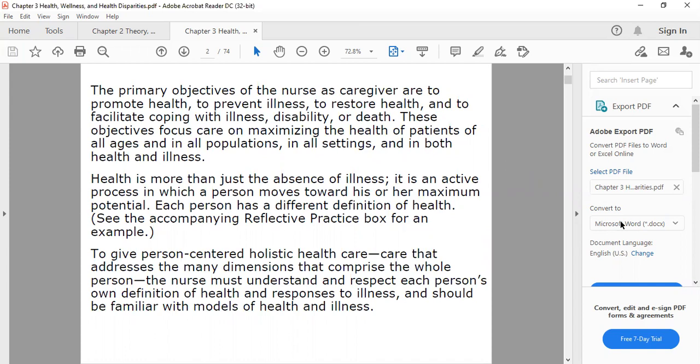The person-centered holistic healthcare addresses a lot of dimensions in that area. The nurse has to understand and respect each person's definition of health and their response to illness. Okay, and you should be familiar with the different models of health and illness.